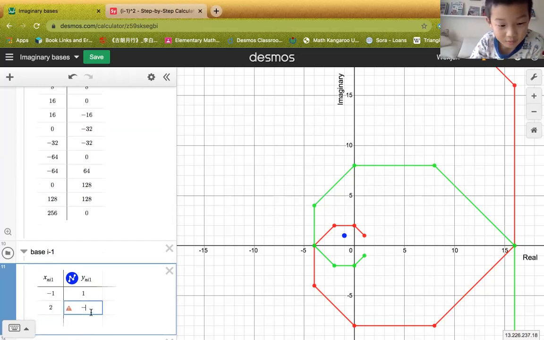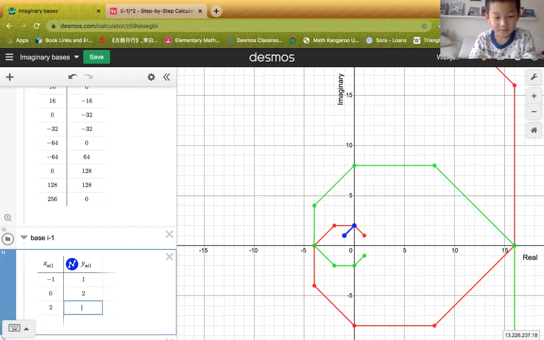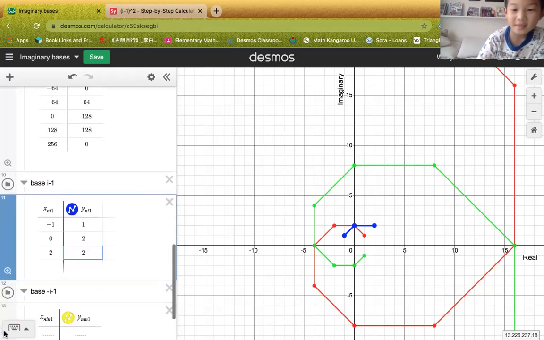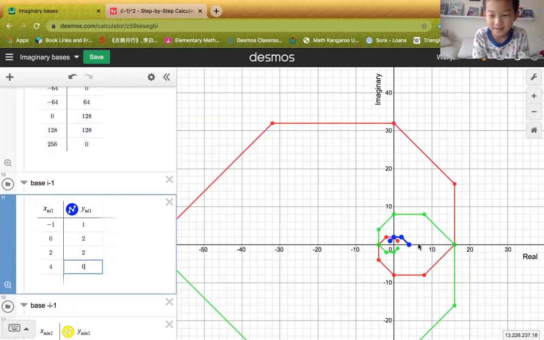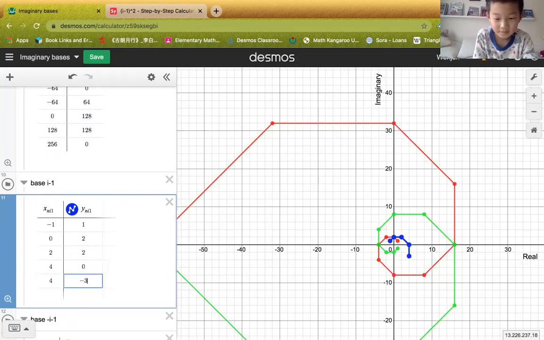2, 0. Wait, why did I put negative? Maybe I put them the wrong way. 2, 0. Then, yeah. 2, 2. Yeah, makes sense, doesn't it? 4, 0. It follows a pattern where it reflects along the very beautiful axis. I hope that's how it goes.